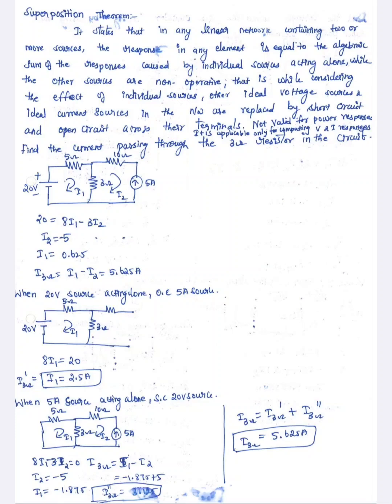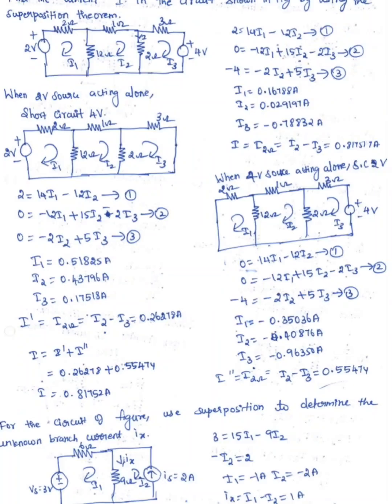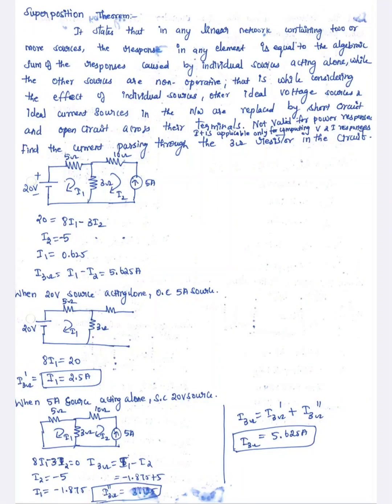So you can make only one source active and the other sources inactive. In this example they have given only 2 sources. If more than 2 sources are given, say 3 sources, you can make only one source active, and the other voltage or current sources should be inactive. In the same way you can do this. So here you can look at this.